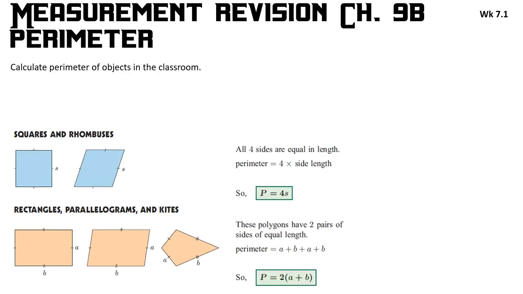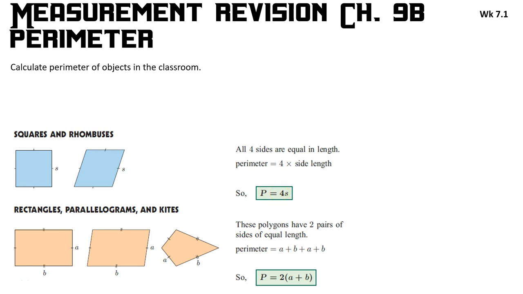Now we're looking at some slightly different shapes. So for a square and a rhombus, they're the same thing in terms of the perimeter. All sides are equal. So we could either just add up the side plus the side plus the side, or if I know that they're equal, I can just say, well, it's 4 times one side.